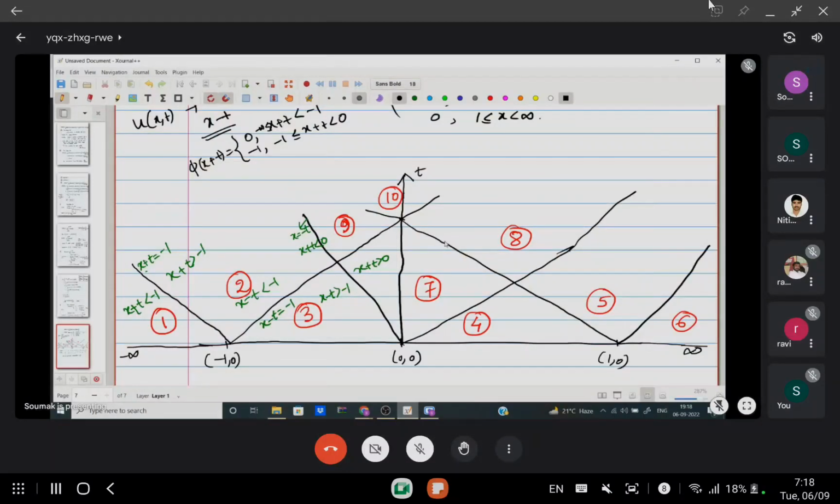Any question? Nitish, you can write in the chat box.